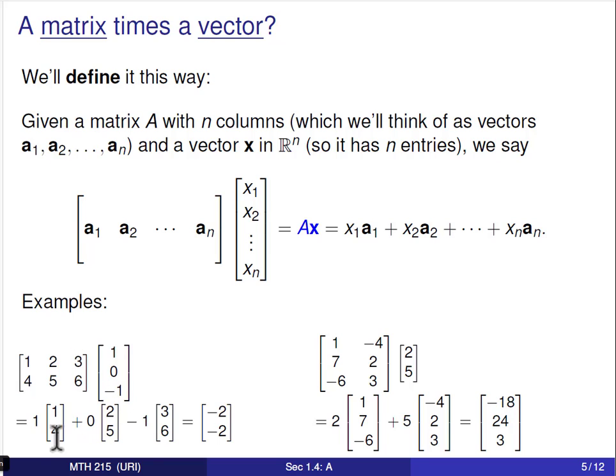And doing that scalar multiplication, this will turn into 1, 4. This turns into 0, 0. This turns into negative 3, negative 6. And adding that all together gives us a grand total of negative 2, negative 2.